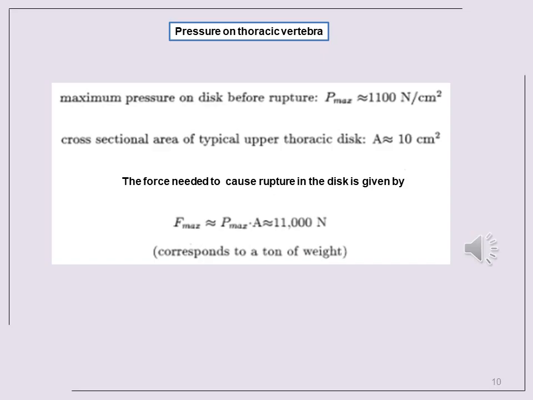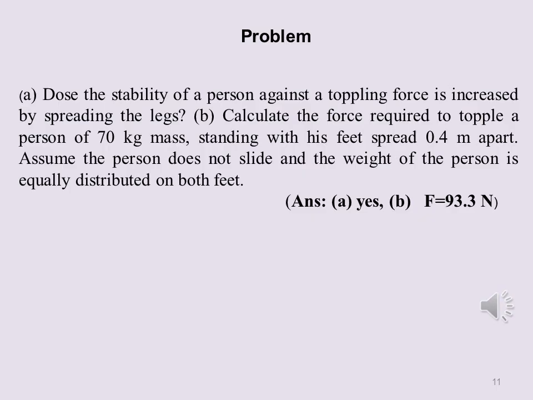In this slide, a calculation for pressure on the thoracic vertebrae is carried out, knowing that the max pressure before rupturing the disc is 1100 Newton per square centimeter. Here we have a problem for you. Please try to check your result with the given answer. Good luck.